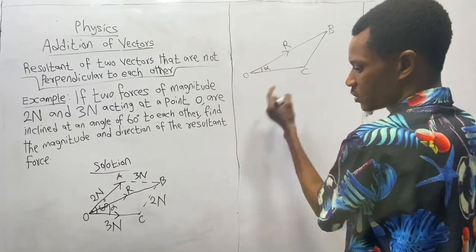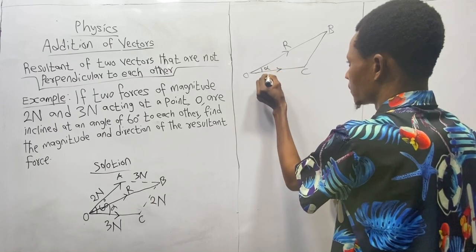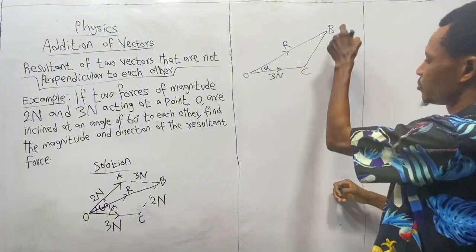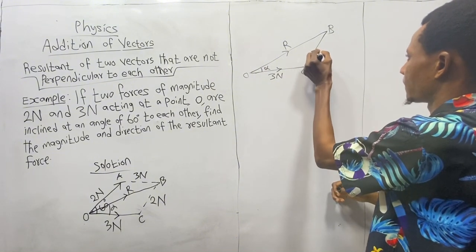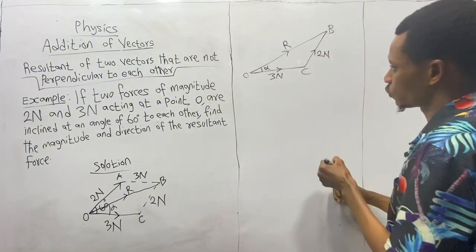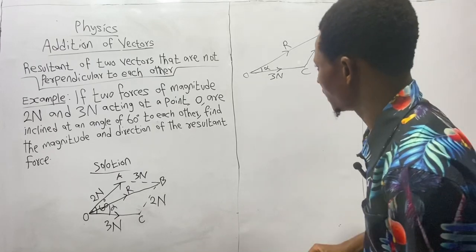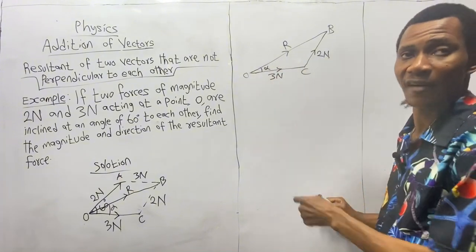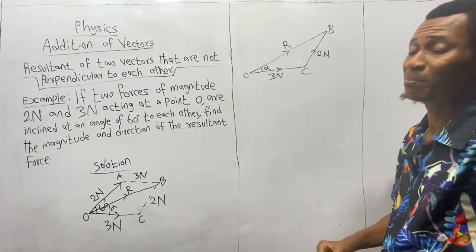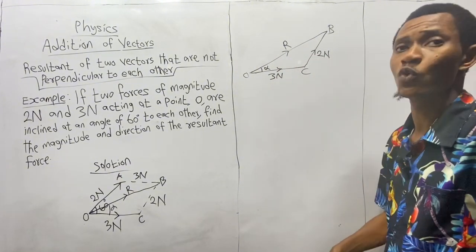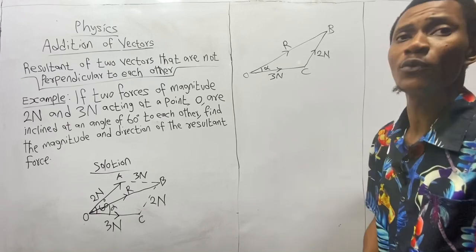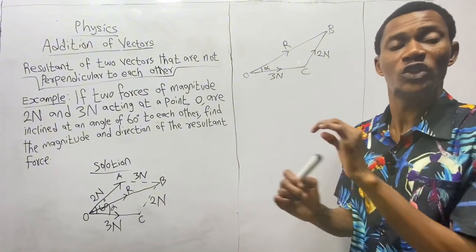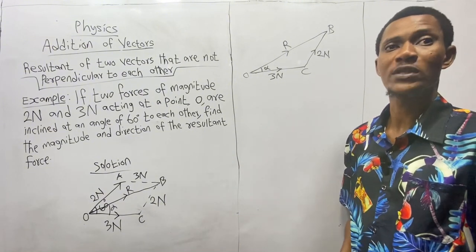Then your side OC is your 3 Newton. Then your side CB is your 2 Newton. Now the question is, how are we to find the arrow and this angle, which is the alpha? In finding the arrow, which is the magnitude of the resultant force, we use cosine rule. And cosine rule is used in any kind of triangle.